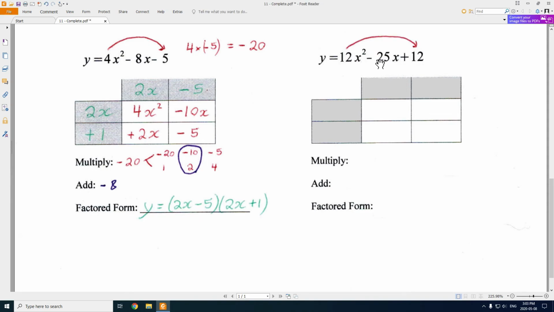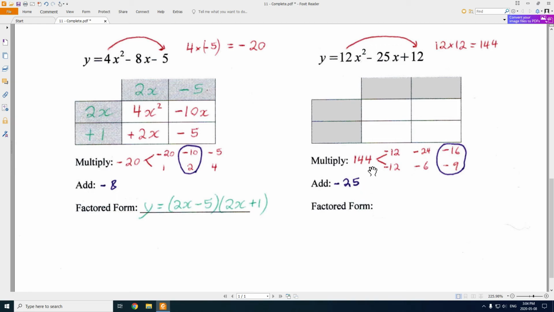Multiply A and C. 12 times 12 is 144. I'm looking for numbers that multiply to 144. All right, it's going to be a whole bunch of options, right? Think of as many as I need to, right? I know that I'm looking for ones that add to negative 25. So I decided to use two negatives because I knew right off the bat I would need two negatives to multiply to a positive and add to a negative.